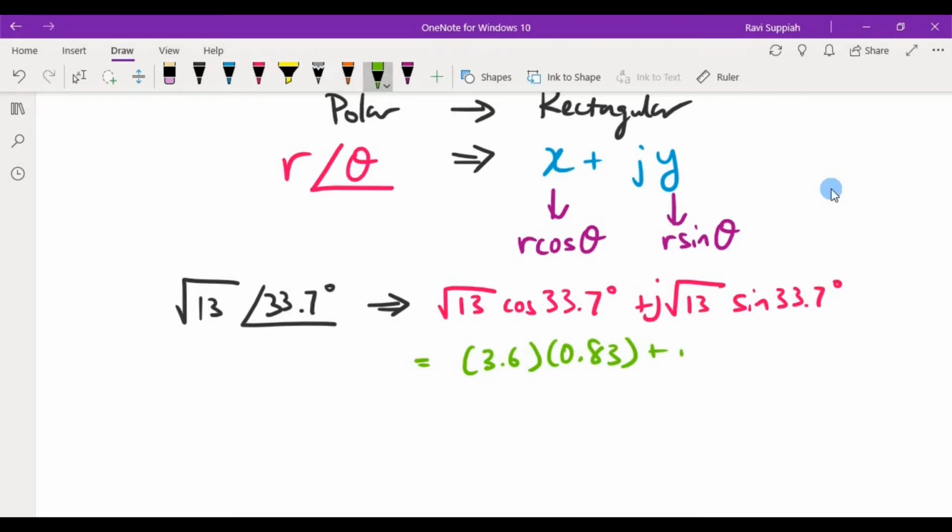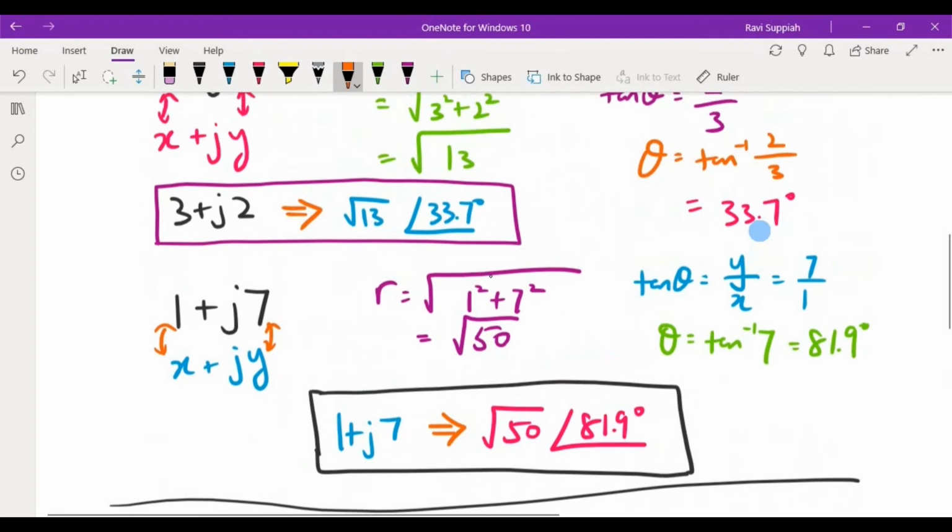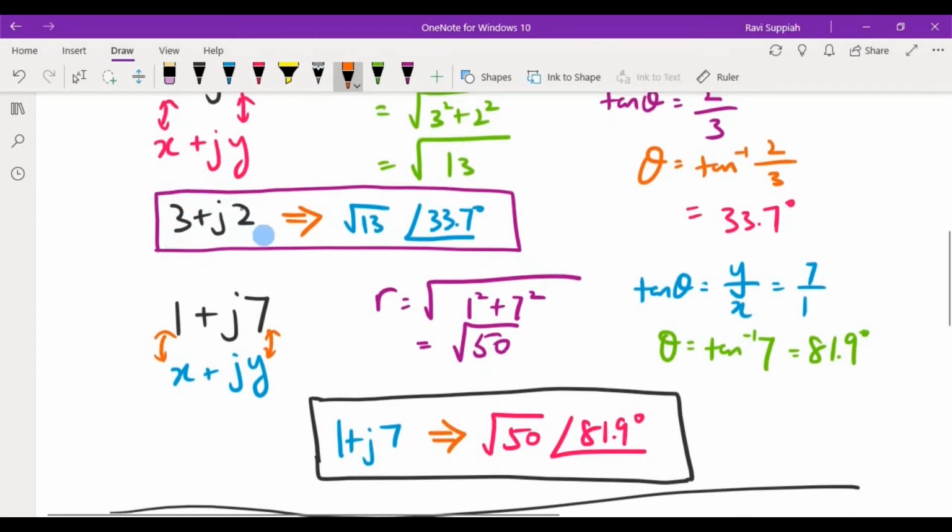So plus j, 3.6 and 0.55. If you key those numbers into your calculator, you'll get the answer as 3 plus j2, which is the same as the rectangular form of the complex number that we started with earlier.